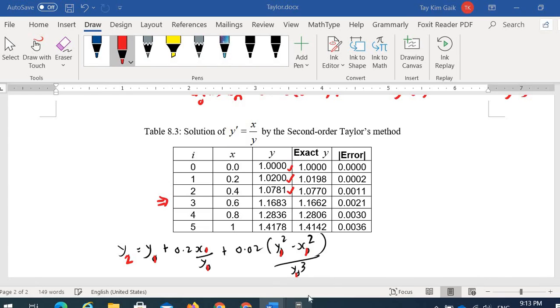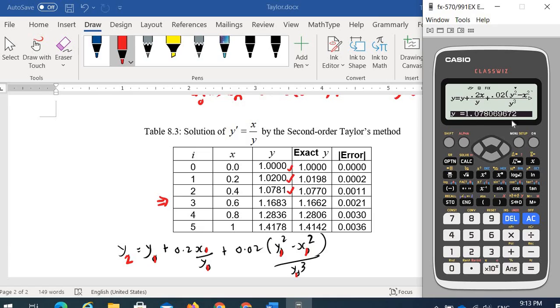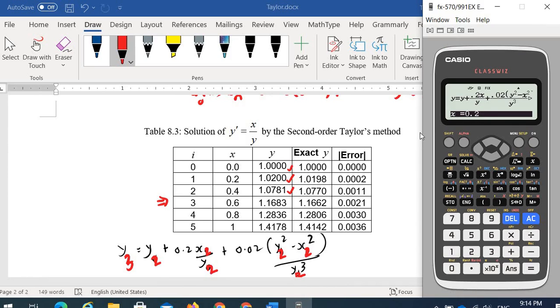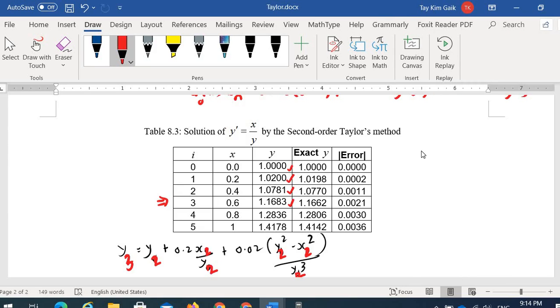So now i equal to 3. We calculate again. The y already keeps the value, not only 4 decimal places, we keep all the decimal places. Then go down to change x. To calculate y3, it depends on y2, x2. So this is number 2. From 0.2 we move down to 0.4, the x2 value 0.4, equal. So 1.1683. And then 1.1683 is kept in y, and we are at i equal to 4.